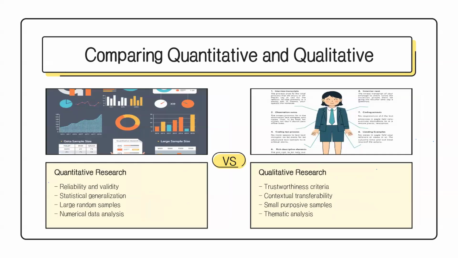To conclude our comparison, quantitative research focuses on reliability and validity and uses large random samples for statistical generalization. And qualitative research focuses on trustworthiness criteria, uses small purposive samples for contextual transferability, and thematic analysis.